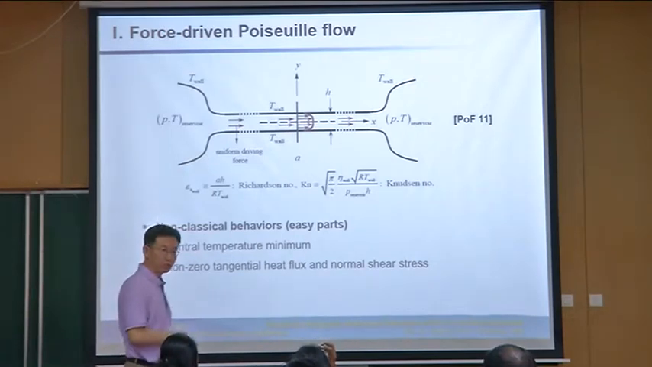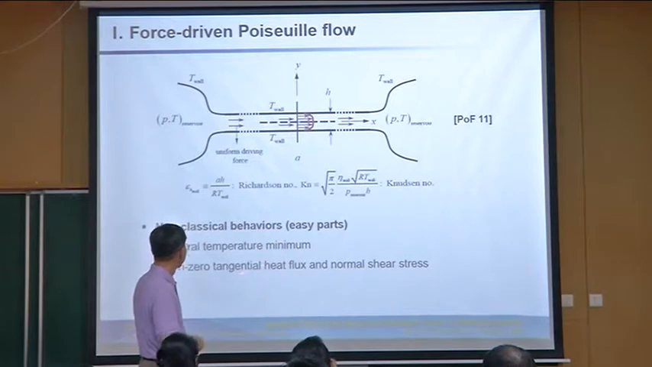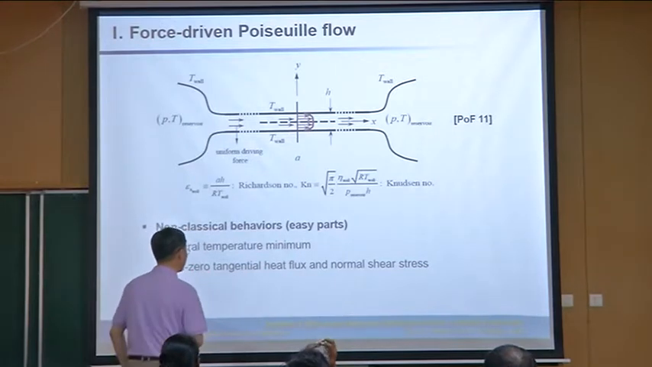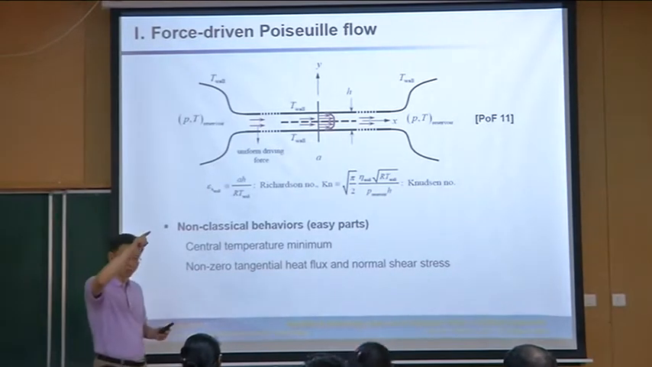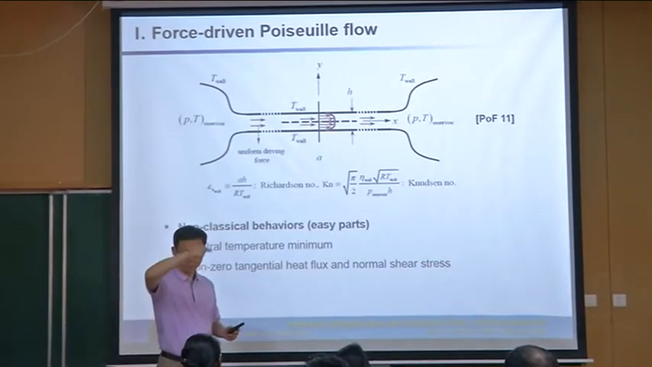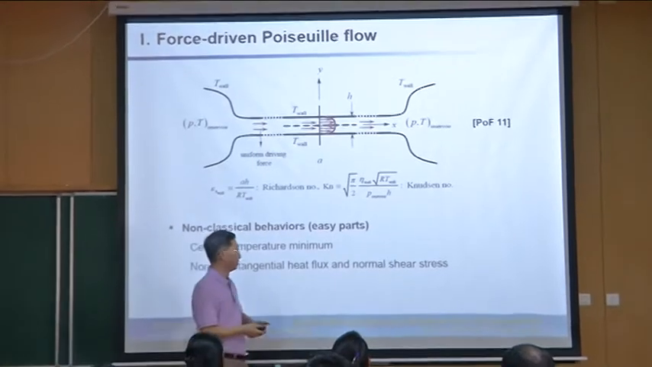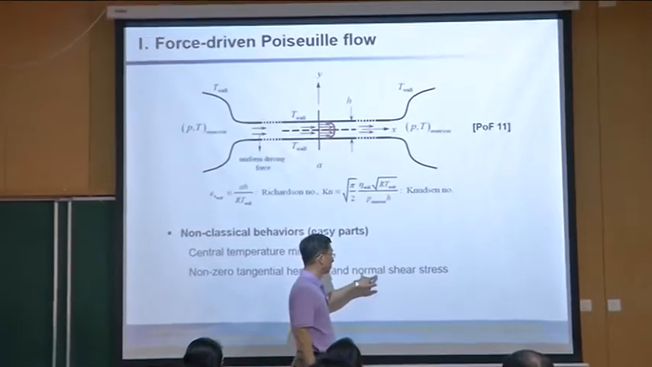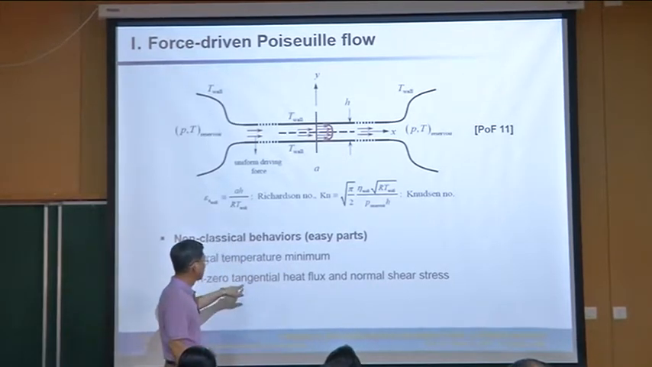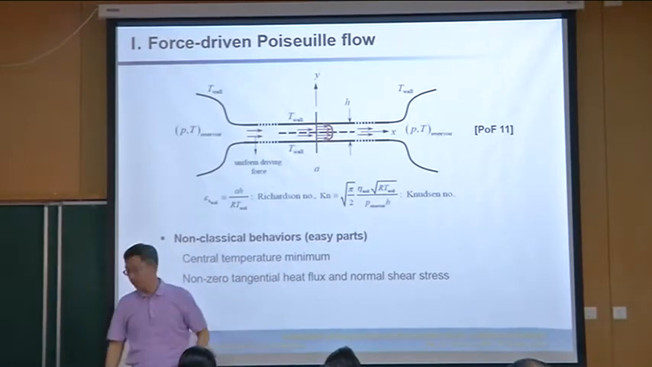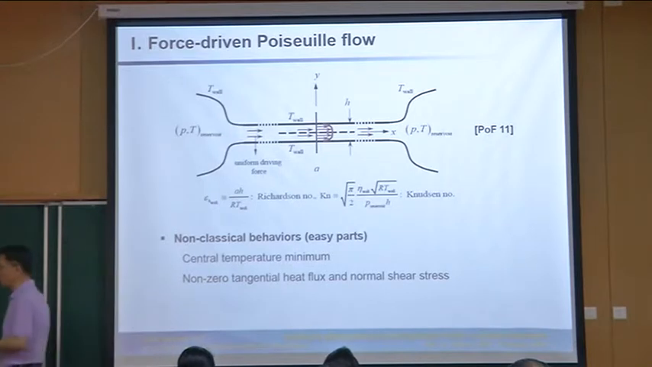We check the central temperature minimum. There was a non-zero tangential flux and normal shear stress because those constitutive laws, like a bomb. Because of that, we have the non-zero normal shear stress. Similarly, we can have the non-zero tangential flux. In the linear framework, it should be strictly zero.